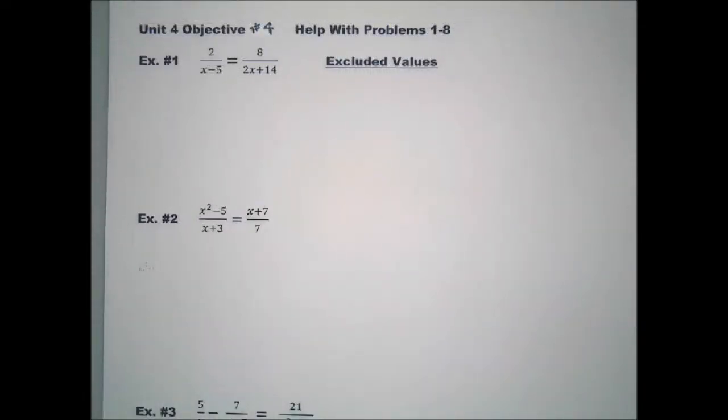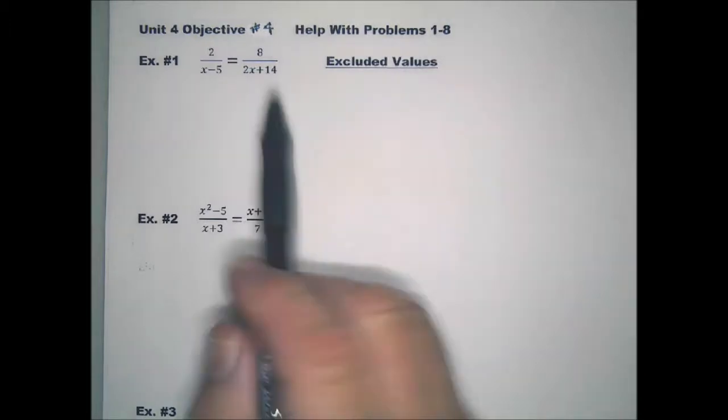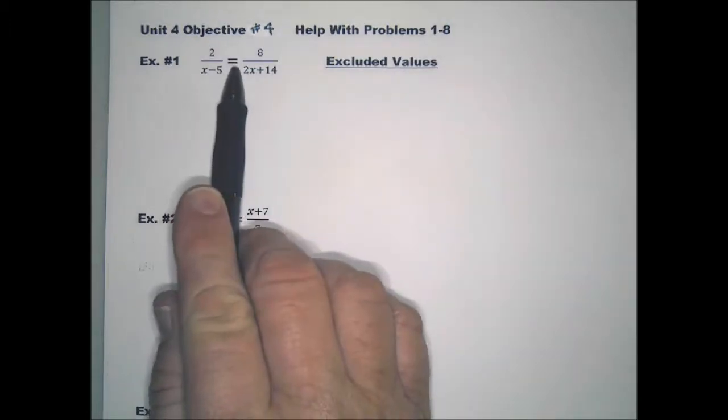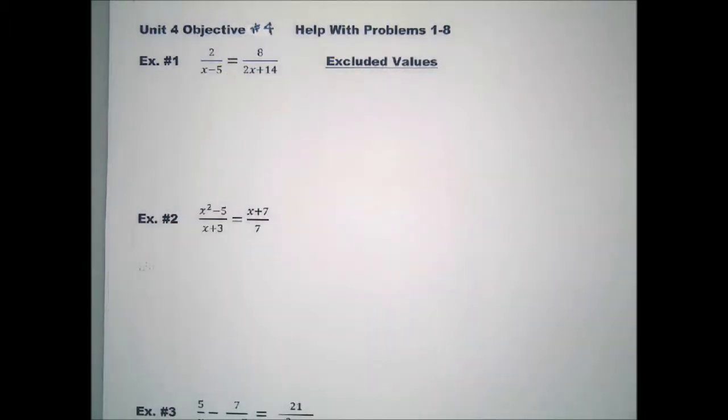For Unit 4, Objective 4, we're not just simplifying rational expressions anymore by adding, subtracting, multiplying, or dividing them. We're actually now solving rational expressions. And you know the difference because you see the equal sign. Anytime there's an equal sign, it's not an expression, it's an equation, and it's time to solve. So, the three examples I've got for you, first of all, will help you through problems 1 through 8 on worksheet 4.